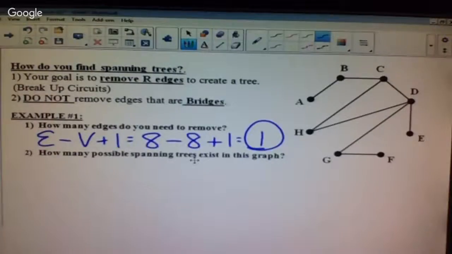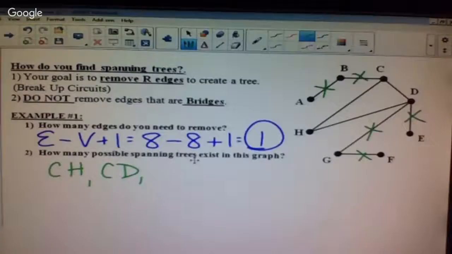Okay, we already said that I can't remove any bridges. So I can't remove this, or this, or this, or this, or this. So how many options do I have that I can remove? I can remove C to H, or C to D, or H to D. So I have 3 options. I can remove any one of those because they've created what? That's right. A circuit.